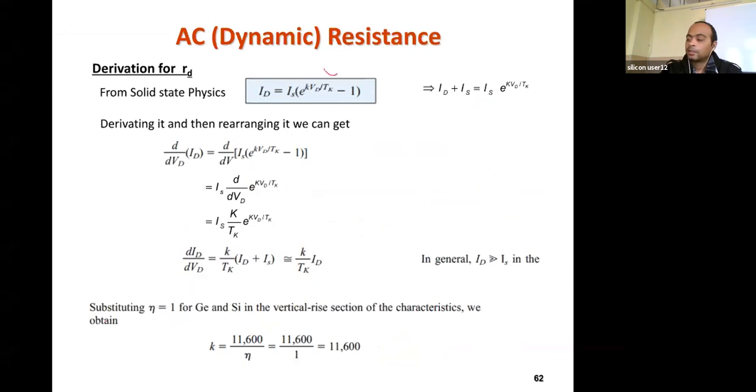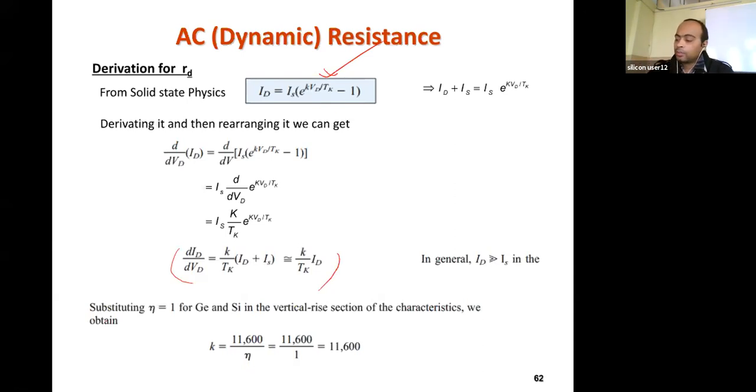First, you have to start from this point. You remember this point. Okay, id is equal to this expression. Then derive this equation with respect to Vd. After derivation, you have dId by dVd. But you need to calculate rd. rd is V by I, or 1 by dId by dVd.